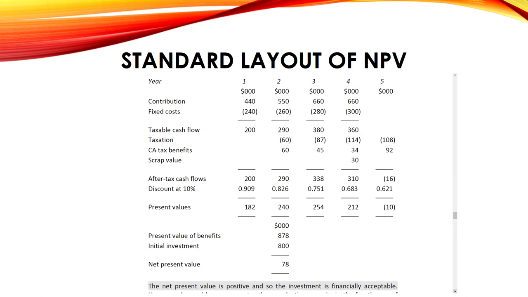So you can see the years, the first 5 years, cash flows you have to do, written in thousands, starting with contribution, or you can start with your sales. If sales is given, or contribution, then deduct your fixed cost. So from your income, you're deducting your cost, getting taxable cash flow. See the wording also. You have to be very careful with the words: cash flow they are using, and it's taxable. On that, deduct tax. After that, CA tax benefit. What is CA?